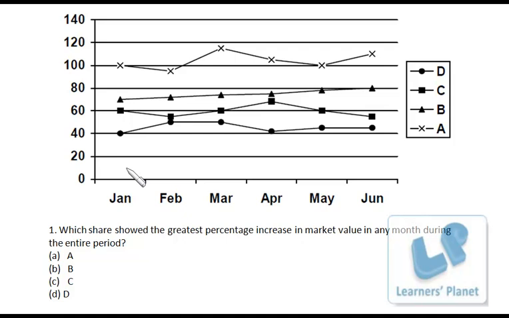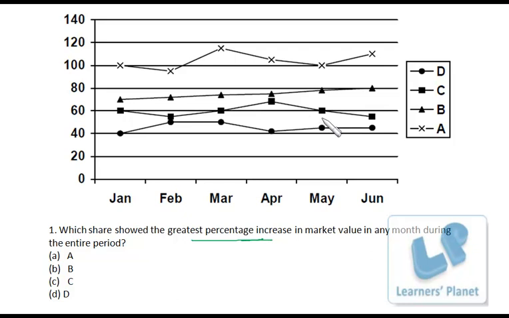Now let's take the questions. The first one says, which share showed the greatest percentage increase in market value in any month during the entire period? Now there are various ways to solve this question. You can check the initial value, final value, then check the percentage difference, increase or decrease. Here we are talking about increase. So the first elimination can be done when you see a decrease, you just eliminate that calculation. That is like this, from March to April for share D. Similarly for share C, April to May, you can eliminate these calculations.